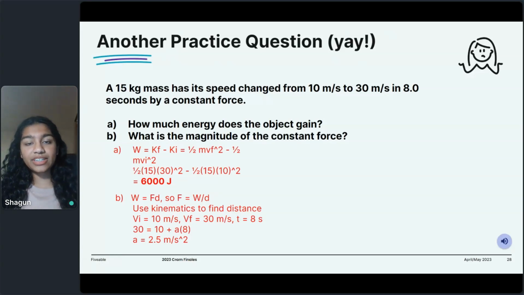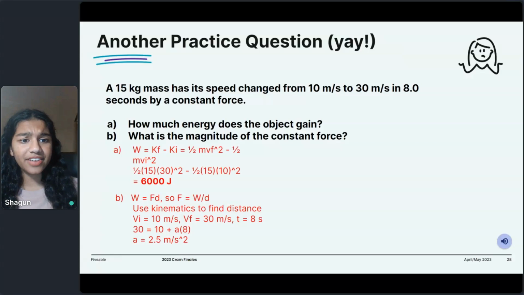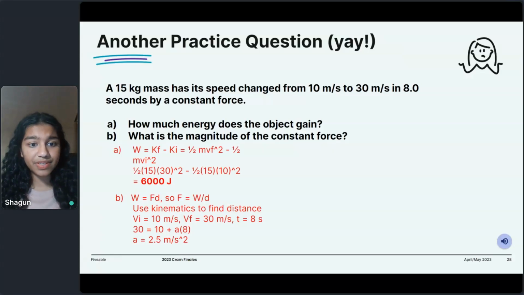Time is a really important variable here. You might wonder how to use time in part A, and it's there to confuse you, but it's actually meant for part B so you can understand the relationship to kinematics. You will have to use kinematics to find the distance to complete this problem. If the initial velocity is 10 meters per second, the final velocity is 30 meters per second, and the time is 8 seconds, I first use the first kinematics equation, which is v final equals v initial plus acceleration times time.